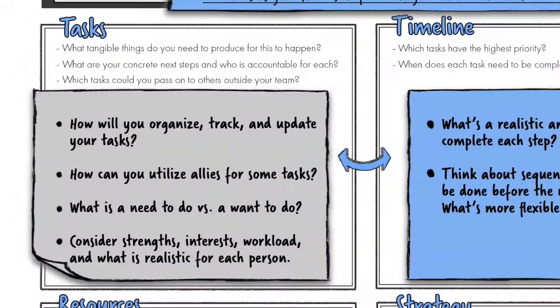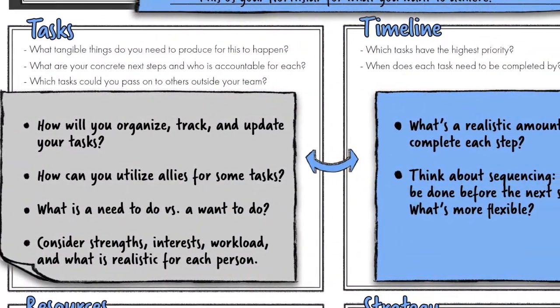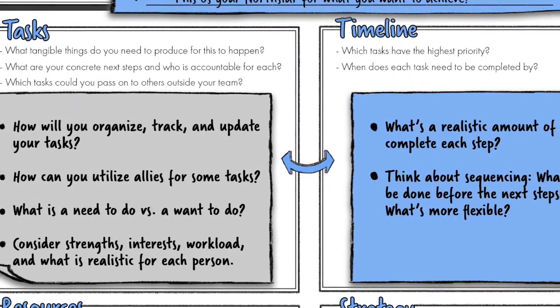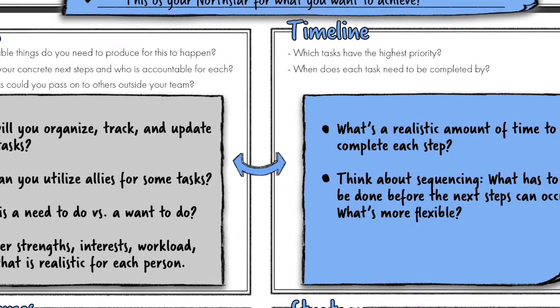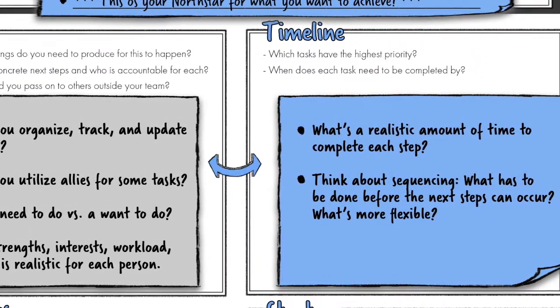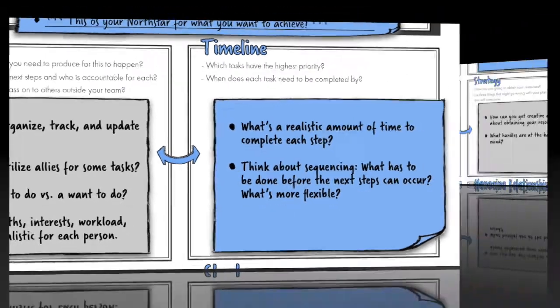As you think about what tasks need to be accomplished, simultaneously be thinking about what is your timeline? What is a realistic amount of time to complete each step? As you're going through those tasks, think about what you need to do versus what you want to do.